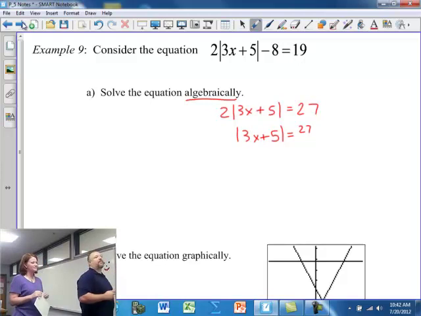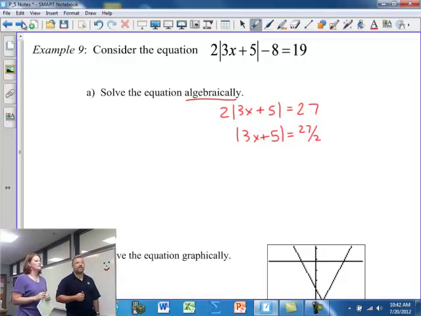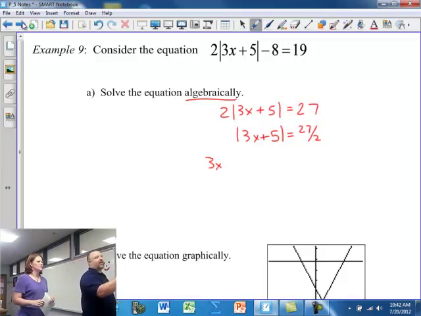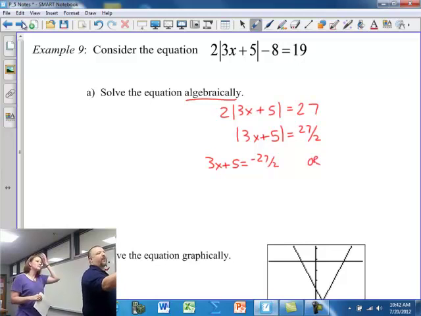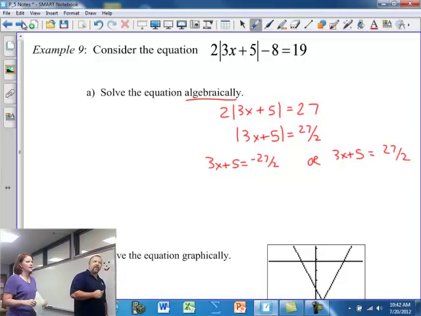Oh no, we got fractions again. We do, 27 halves. Now that I have the absolute value by myself, I'm saying that the distance from 0 is 27 halves. So that means that 3x plus 5 can equal -27 halves if we went to the left, or 3x plus 5 could equal positive 27 halves if we go to the right.